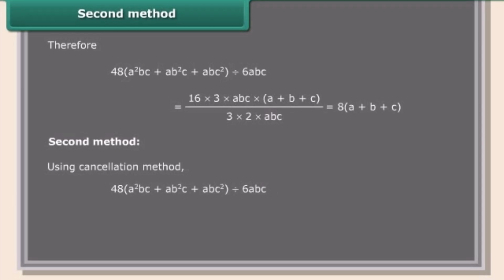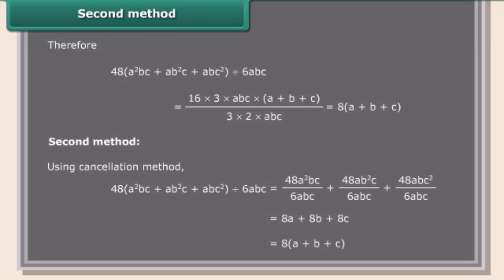48 into a square bc plus ab square c plus abc square divided by 6abc is equal to 48a square bc upon 6abc plus 48ab square c upon 6abc plus 48abc square upon 6abc, which is equal to 8a plus 8b plus 8c, which is equal to 8 into a plus b plus c.